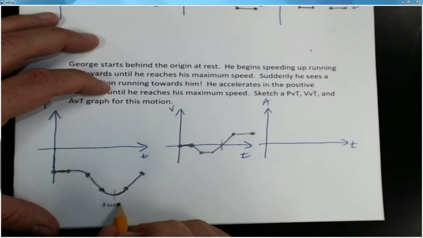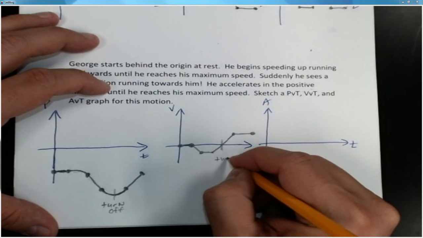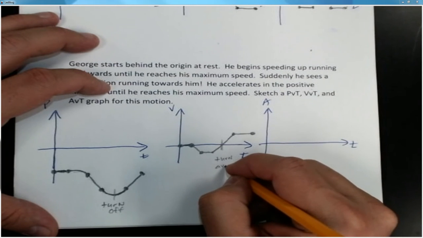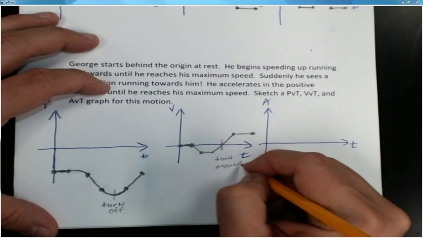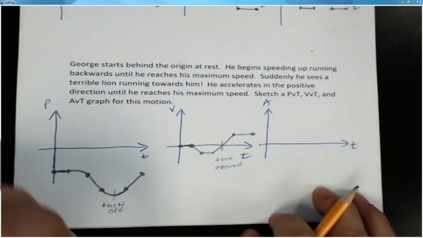Turn around. Turn around, bright eyes. Anyhow, whatever. I can't help it randomly singing for no reason. So turn around. That's where he turns around. And I can't spell because spelling is hard and words are hard.